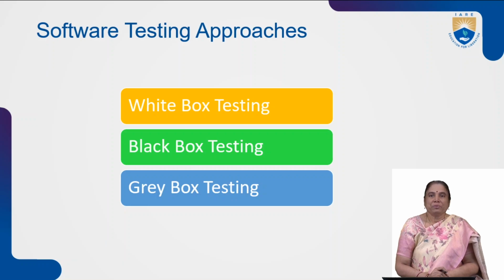Majorly, there are 3 types of approaches for software testing. One is white box testing, the second one is black box testing, and the third one is grey box testing.